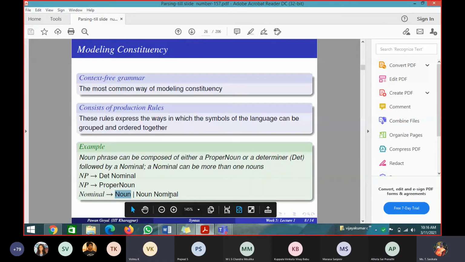Nominal. Any noun, nominal. So if I have two nouns, what will I do? Nominal gives noun nominal, again nominal gives noun. So like that I have to write. That's why nominal can be a single noun. This is an OR symbol. Then noun followed by a nominal. If I have multiple nouns, first noun followed by a second noun, nominal. So again for this, nominal gives noun nominal, like that it moves on. So this is the production rules for this sentence. Okay. So how to write this rule? We will be learning it.